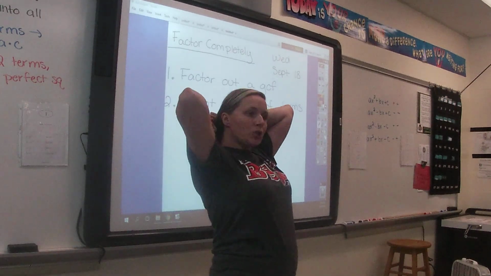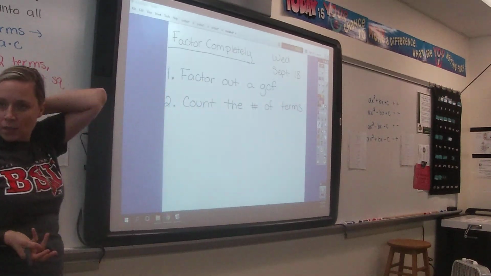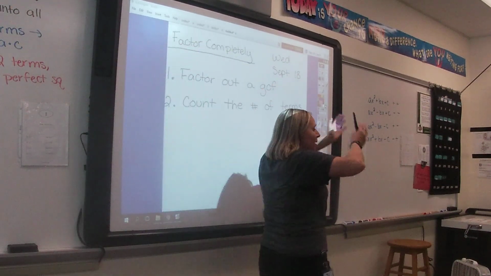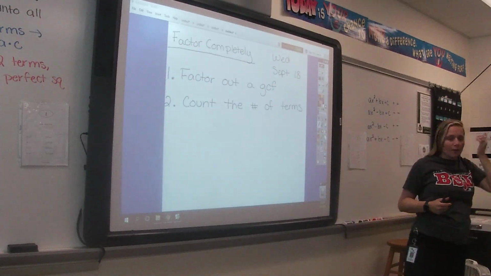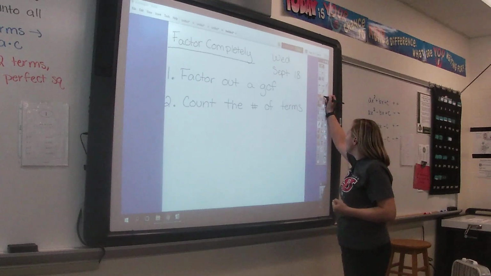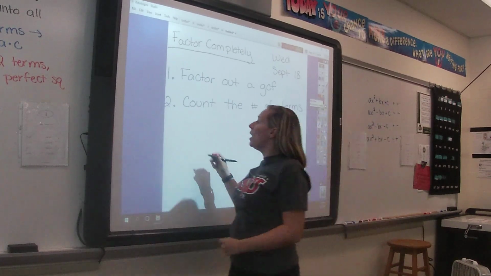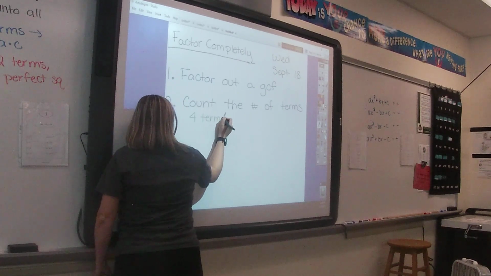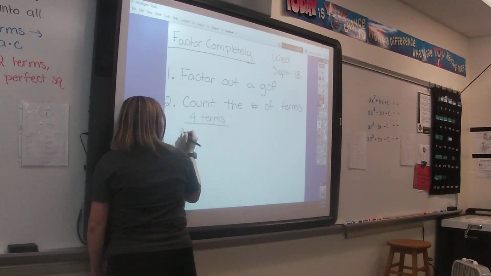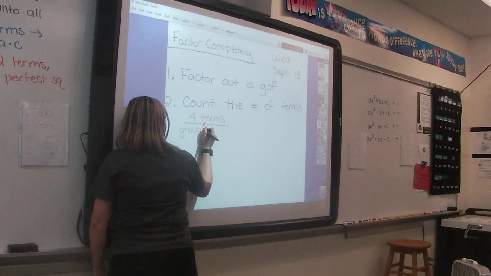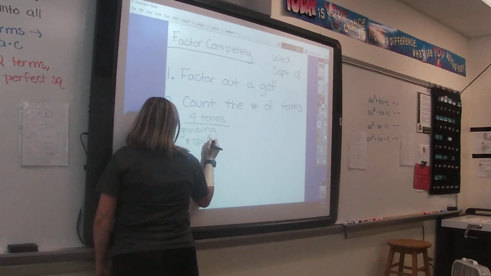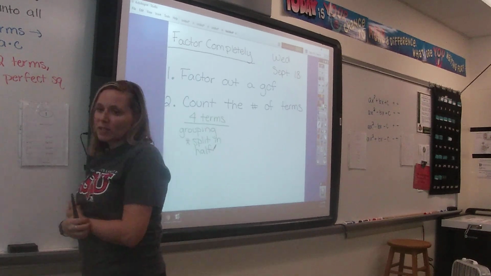Okay, so we are going to count the number of terms, right? We're simply looking at, well, how many pieces are being added or subtracted in it. And you all basically just told me this in the POD, that if we count and there are 4 terms, we are going to want to factor by grouping. Right, factoring by grouping is where we split it in half.